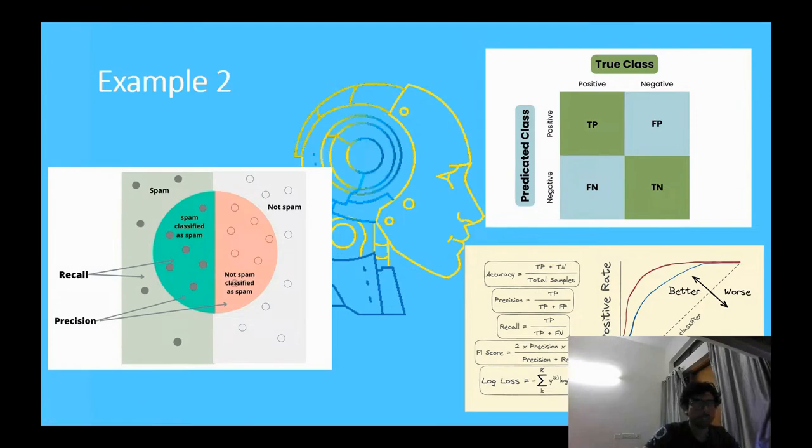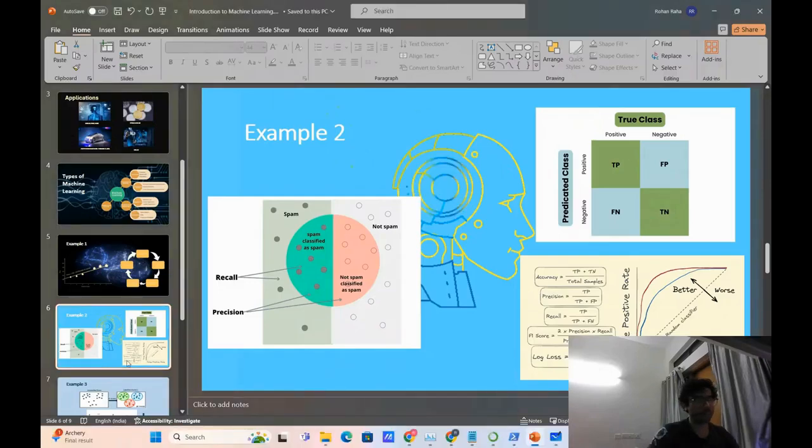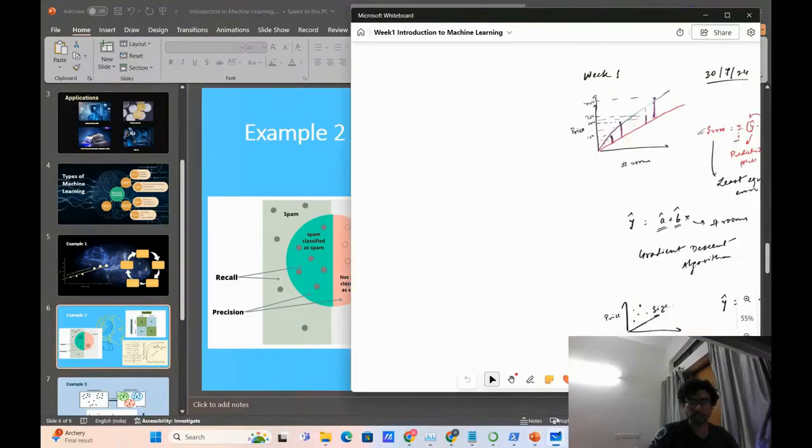Someone has asked about the definition of recall and precision. Yeah, I'll come to that in a moment. Before that, I just want to explain, I'll not go into detail, just how you classify emails as spam or not. On which factors we can determine the email as spam or not, I'll just come to that.